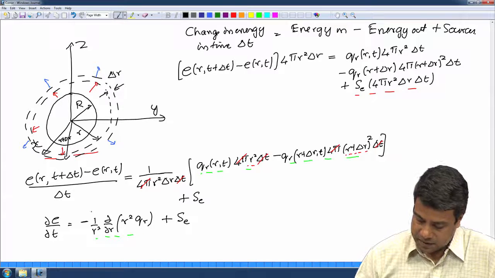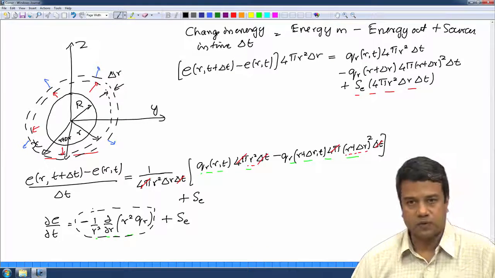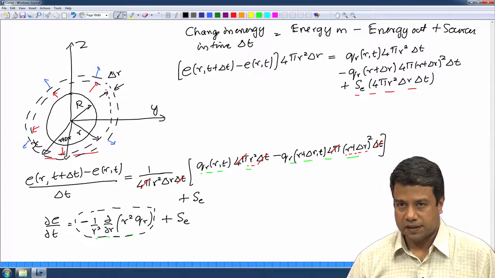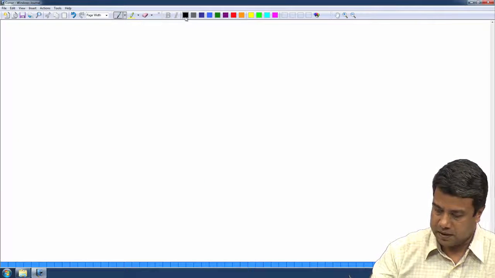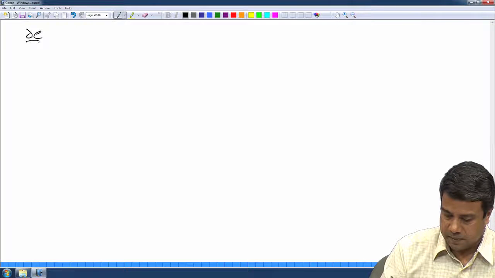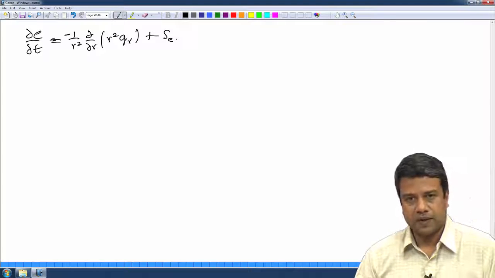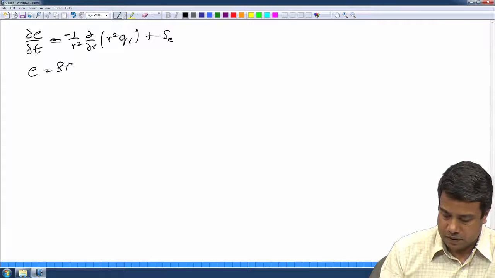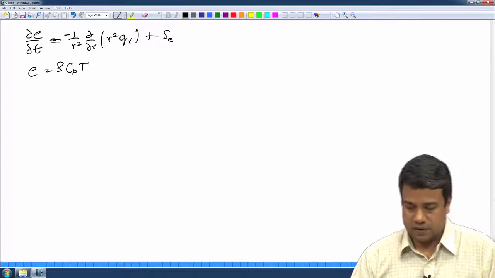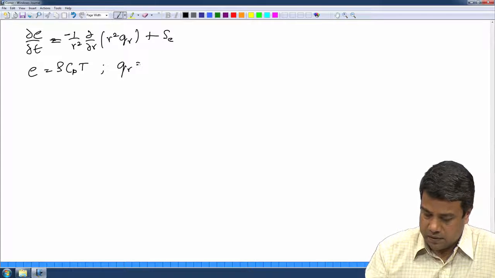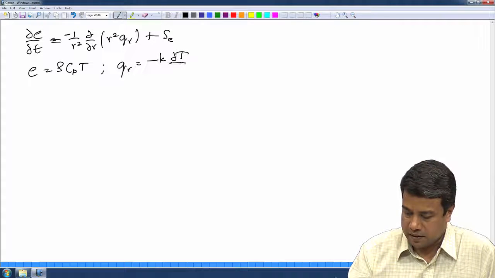Okay. So, this is the differential operator in a spherical coordinate system, 1 by r square d by dr of r square d q r. Okay. And then if I use the constitutive relation, the balance equation that I had was partial E by partial t is equal to the divergence of the flux, plus the source. E I can write as rho Cp times T if it is at constant pressure, and Fourier's law for heat conduction, Qr is equal to minus K times dT by dr.